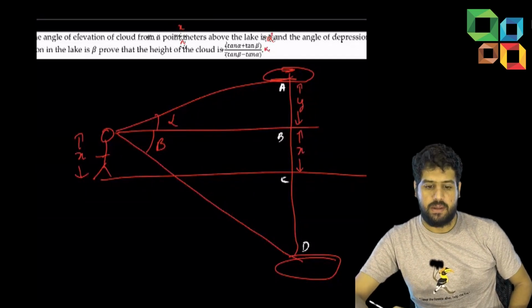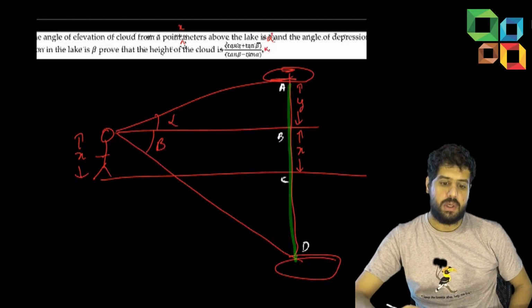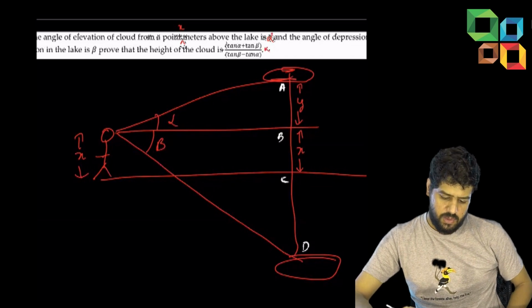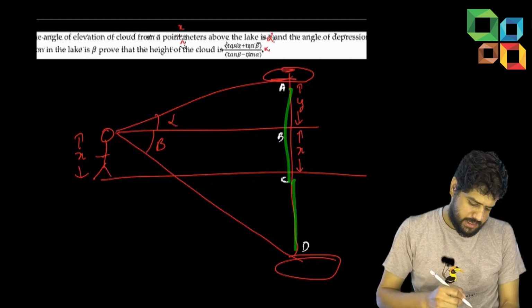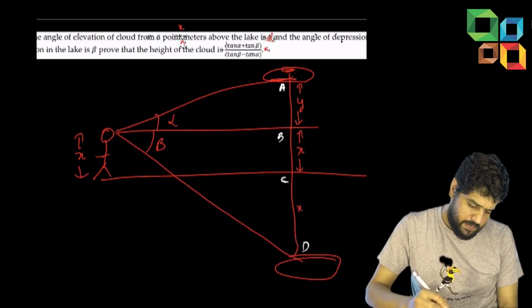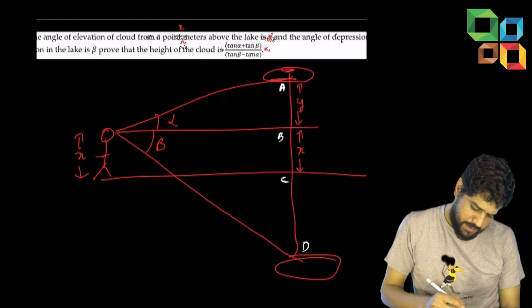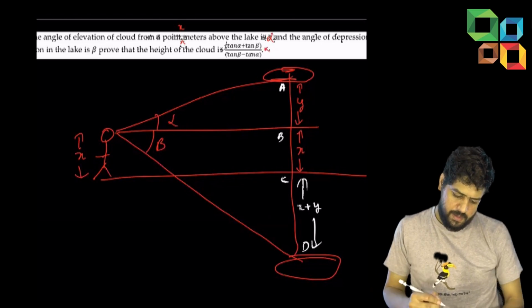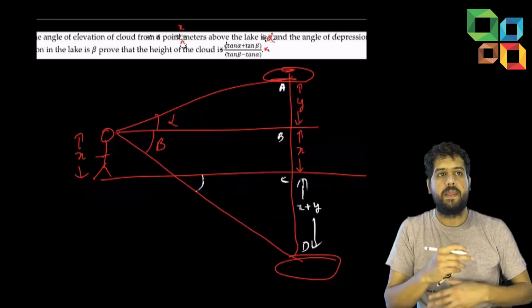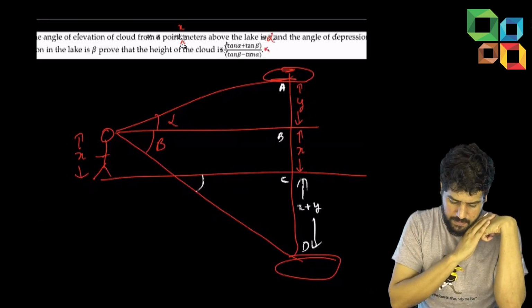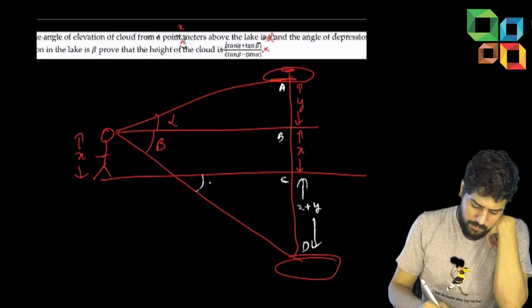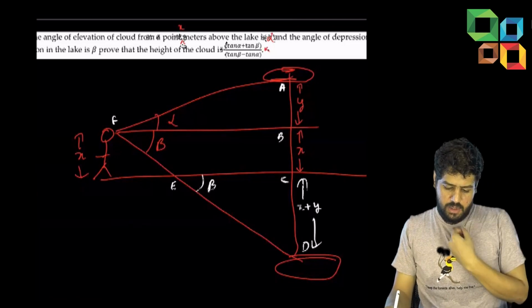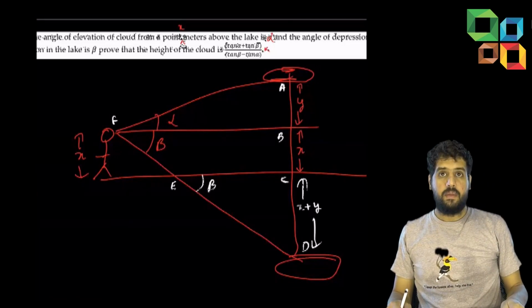Yes, because that is what reflection means. This height will be equal to this height. So this height CD will be x plus y, from here to here. What about this angle? It is beta, because they are corresponding angles.